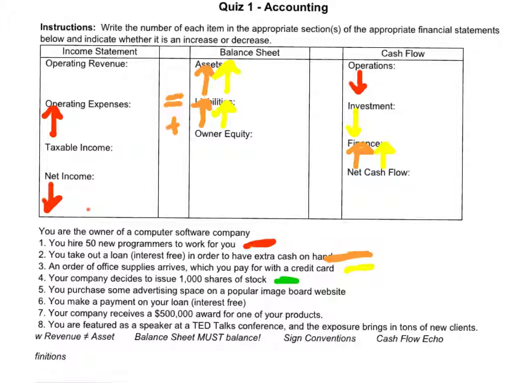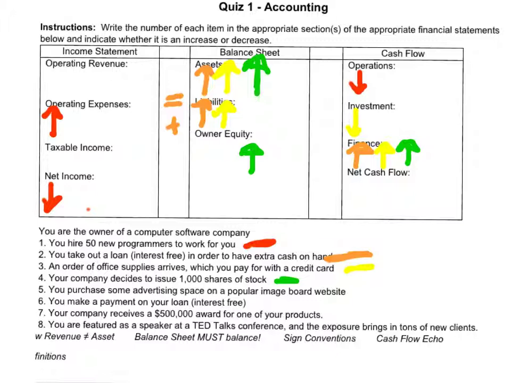Company decides to issue 1,000 shares of stock. By the way, you're selling it, you're going to get some cash for it. So you get some increase in assets right here. That's the cash you're getting for that stock that you're selling. And at the same time, you're going to see an increase in owner equity. Now you see we're following that principle. Increases in assets are balanced off by increases in either liabilities or owner equity. Please note, increase in cash, so there better be some kind of change on the cash flow statement over here. And changes in owner equity show up in finance. So you've got an increase in cash right there.